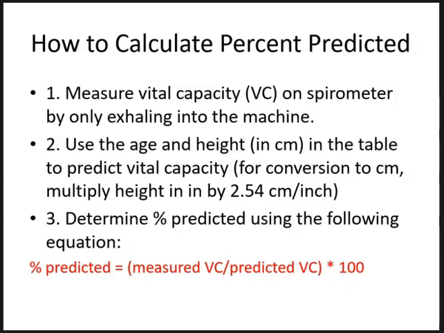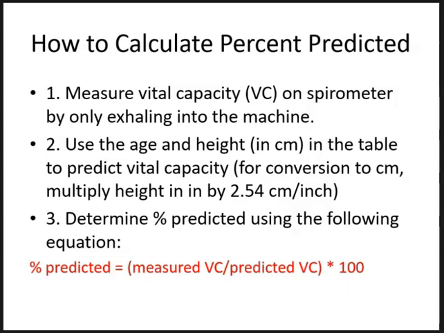Vital capacity is defined as the maximal volume of gas that can be exhaled after a maximum inhalation. Usually in a clinical setting, we use a measure of time, like, say we want to measure vital capacity after a minute of the patient blowing into the spirometer.